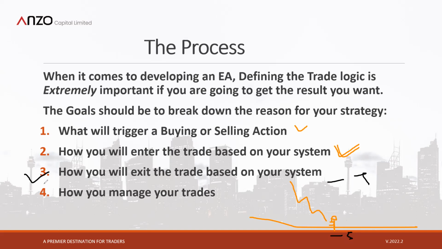And then the fourth one, which is optional, is how you manage the trade. This is where you may have to do things like trailing stops. You don't have to do things like moving trades to break even and all. But this is the whole process of what you have to do first, before even going into developing or automating your systems, okay?